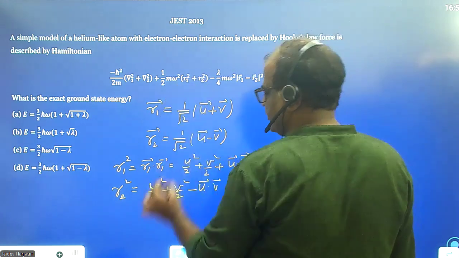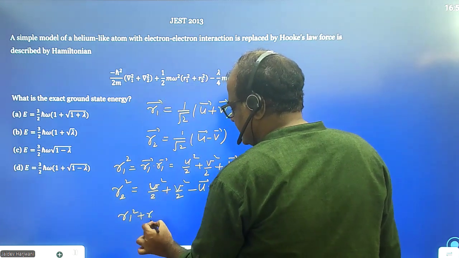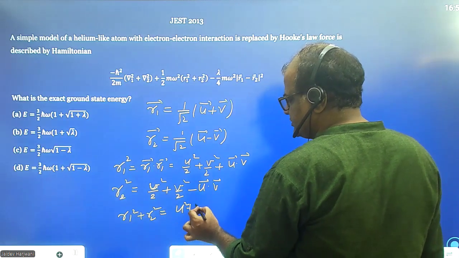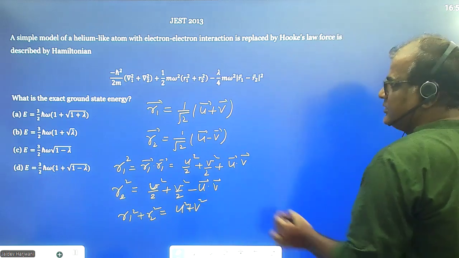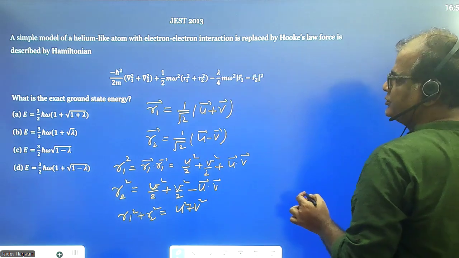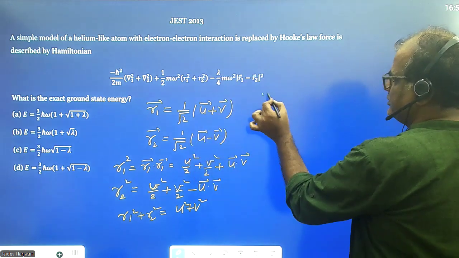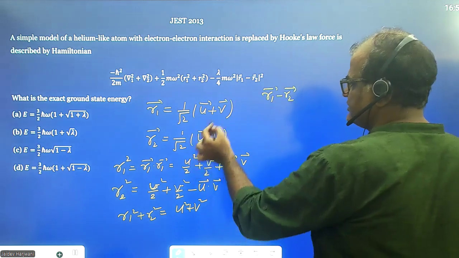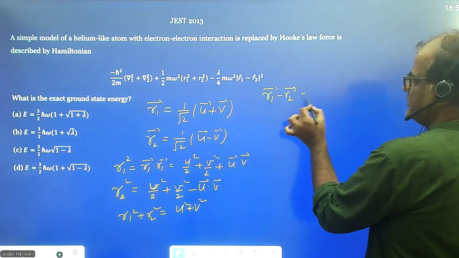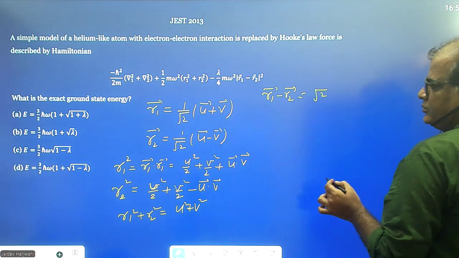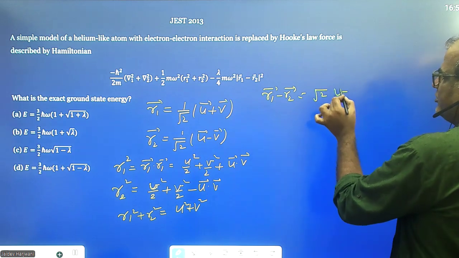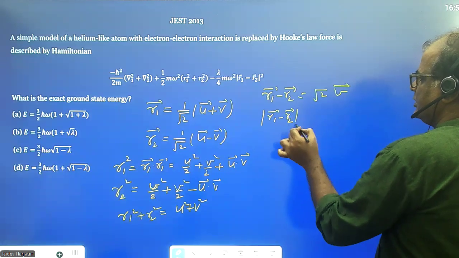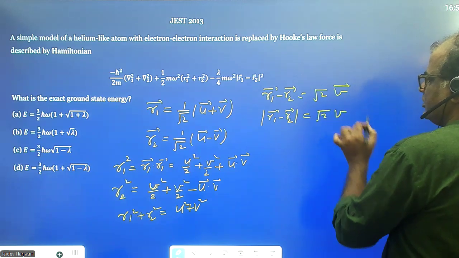I want R1 square plus R2 square. So R1 square plus R2 square will be simply U square by 2 plus U square by 2, so U square plus V square. So this is all. Now I want R1 minus R2. So in R1 minus R2, the U terms will be cancelled and the V terms will be adding. So this will be equal to root 2 divided by root 2 times V, that means 2V, and the mod of R1 minus R2 will be root 2 V.